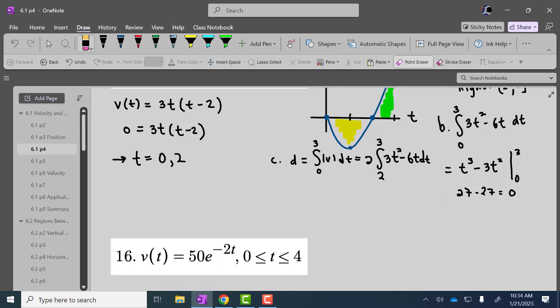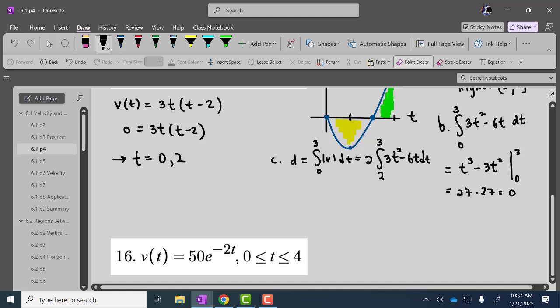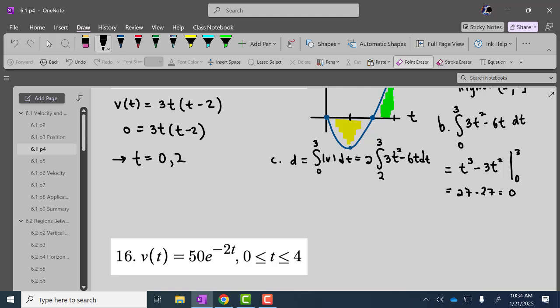So if we do that integration, we see that we are going to have the integral of the same function that we had over here, right? So that's going to still be our antiderivative. So we're going to have 2 multiplied by parentheses t cubed minus 3t squared, except our limits of integration are 2 and 3. So we'll have that.